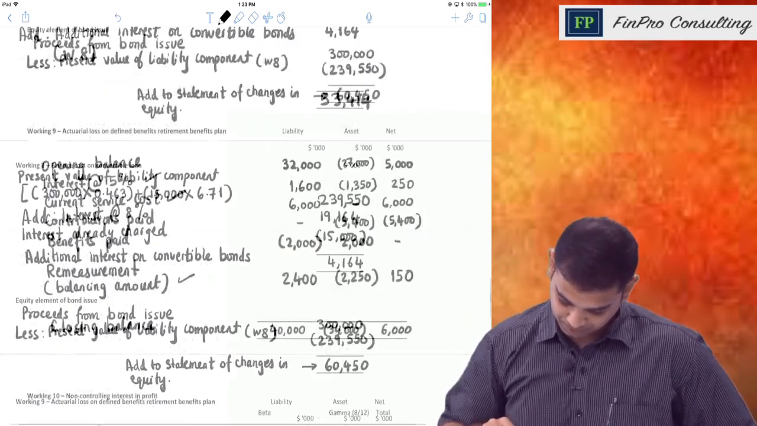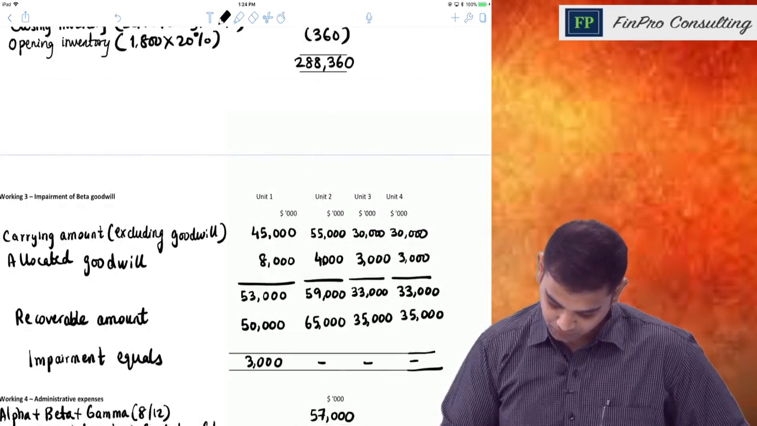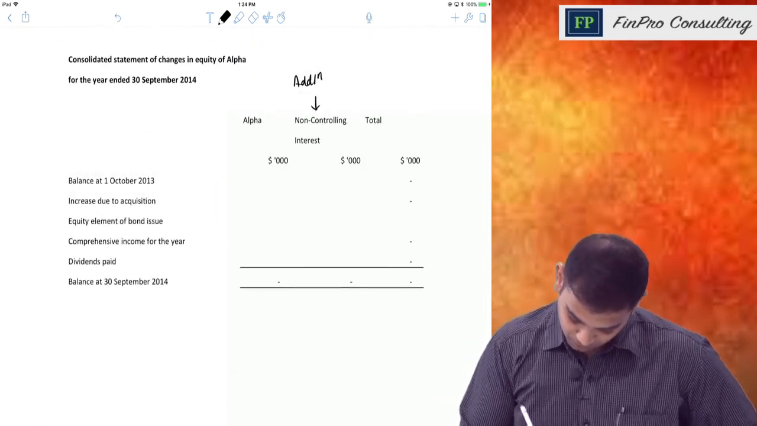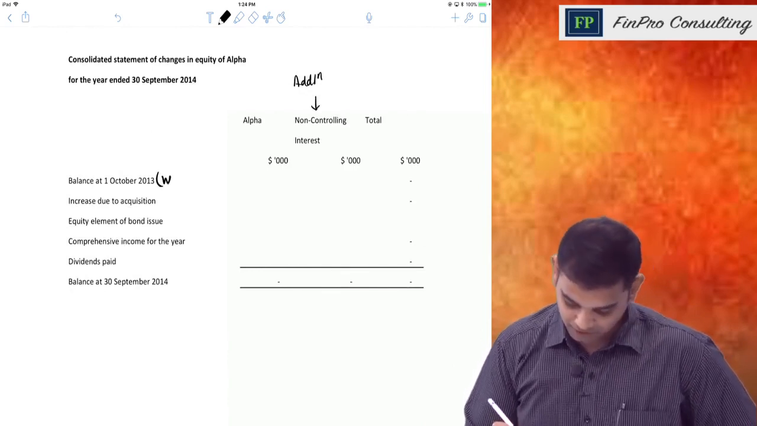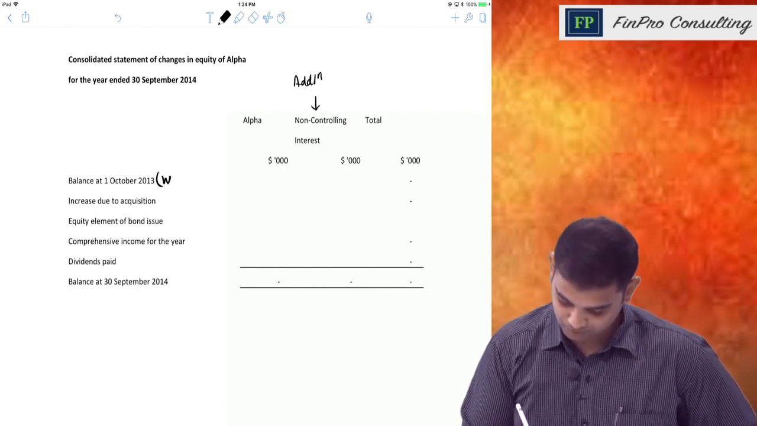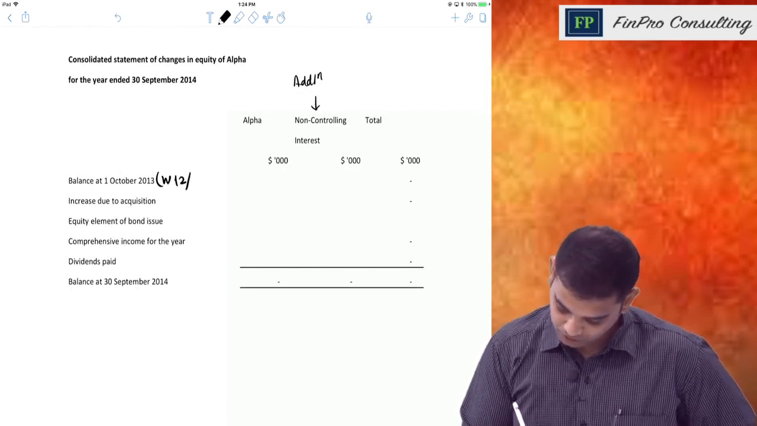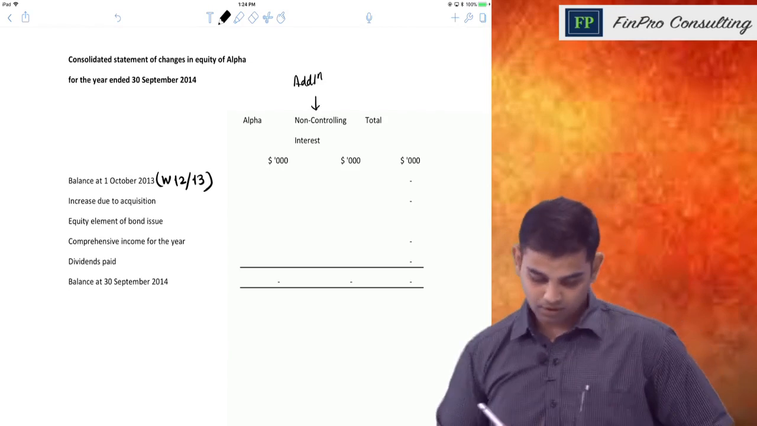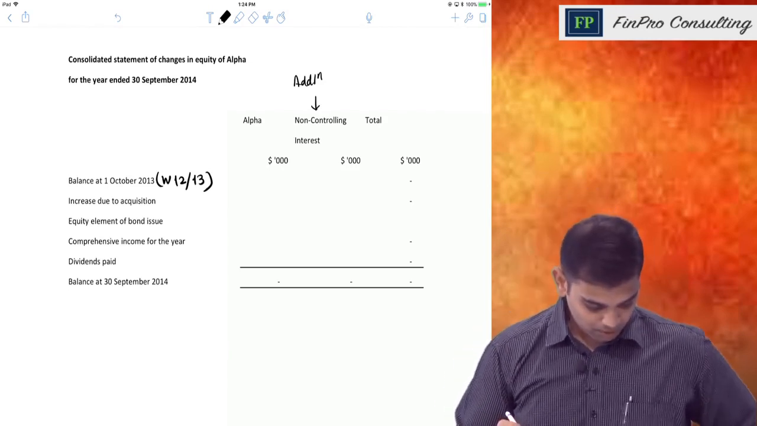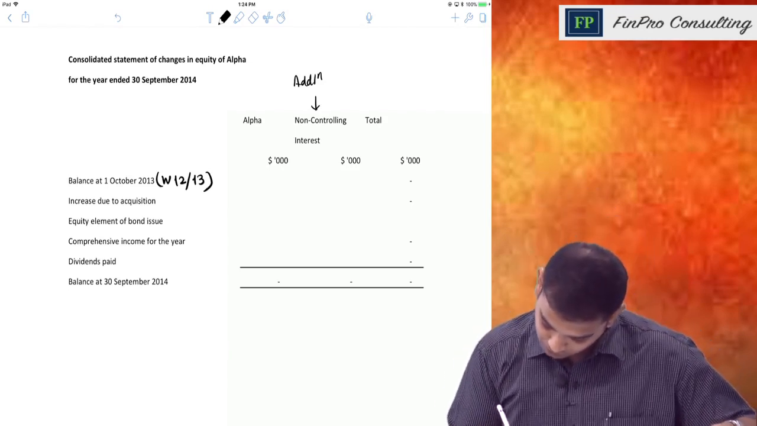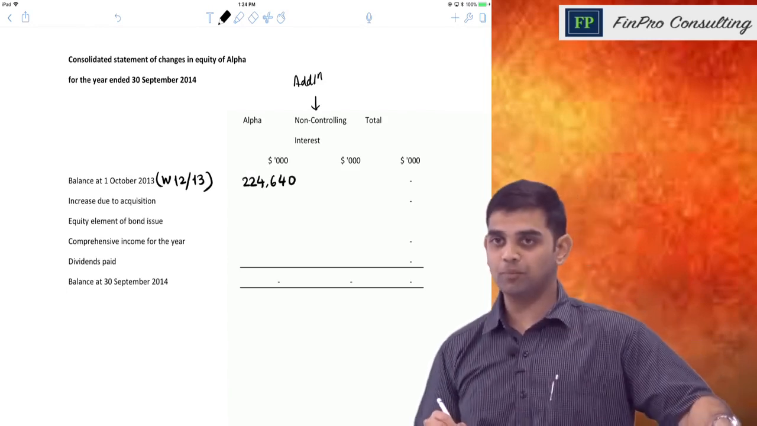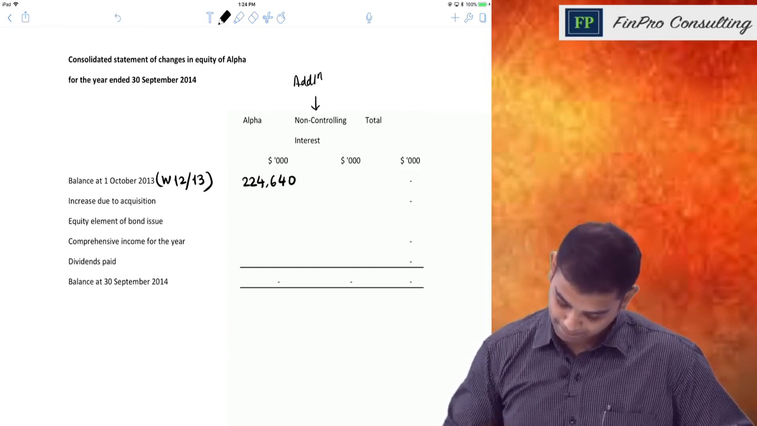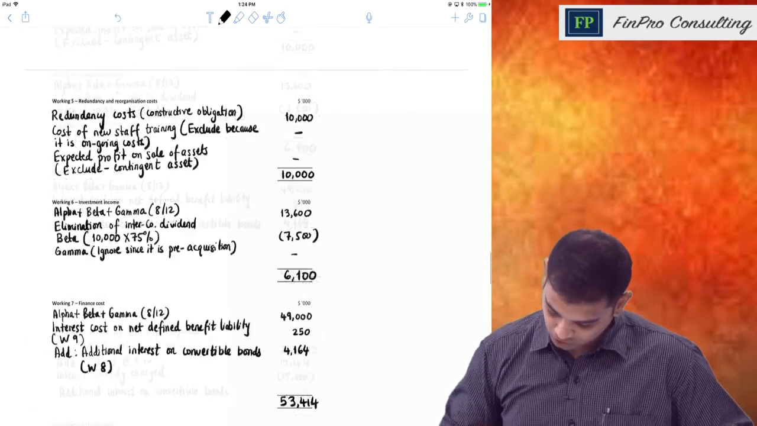Now add here, post it to the statement of changes in equity. Opening balance from working note number 11, right? Or 12? 12. And this second amount is going to come from 13. So the amount was 224,640. Similarly, I have to compute for non-controlling interest. Now it is easy, non-controlling interest.